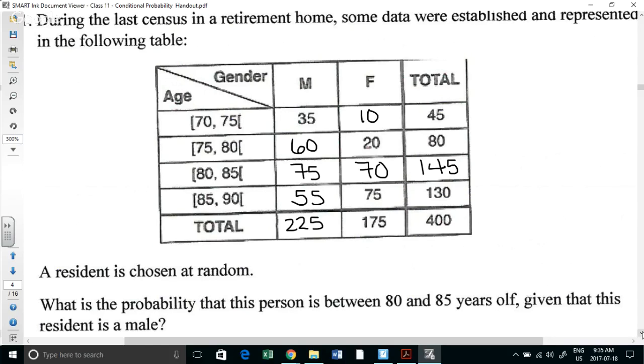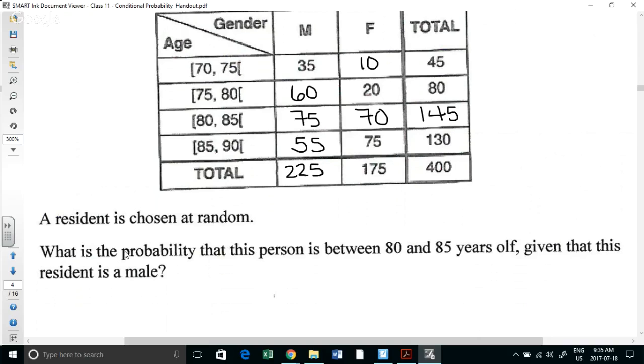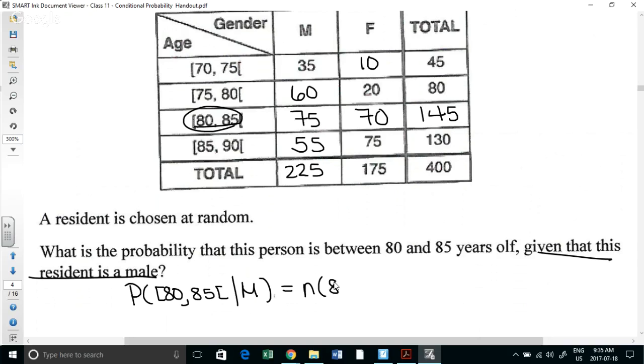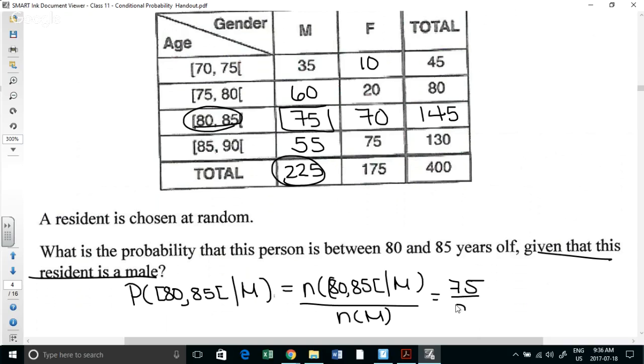What is the probability a resident is chosen at random? So what is the probability that they are between 85 and 80, given that this resident is a male? So the probability of being between 80 and 85, given that you're a male. So that's the number in the intersection and the number of just males. So the number in the intersection would be the 75. And the number of just males is 225.